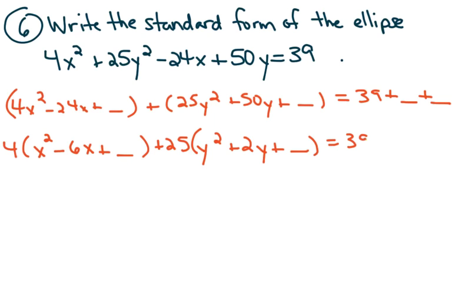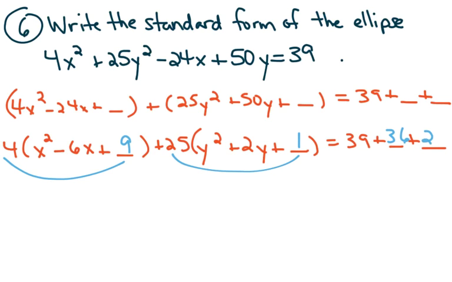Now we're going to complete the square. In the first parentheses, 6 divided by 2 is 3, 3 squared is 9. In the second one, 2 divided by 2 is 1, 1 squared is 1. But that's not what we're going to put on the other side. Remember, we factored out a 4 from the first parentheses, so we really divided this by 4 as well, even though we didn't know what the number was. So in order to account for that, we multiply it back in. So 4 times 9 is 36. 25 times 1 is 25.